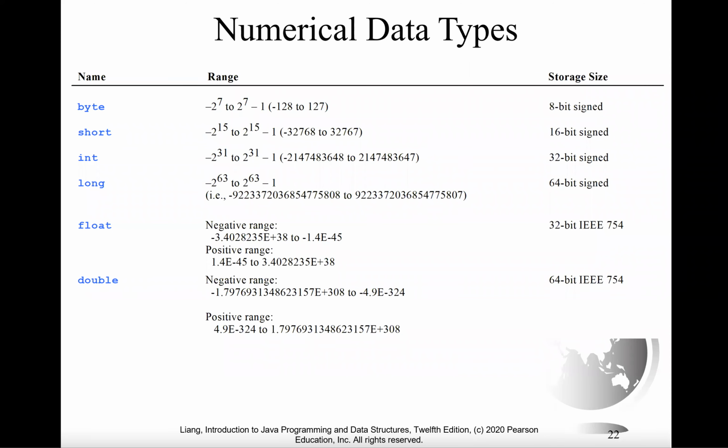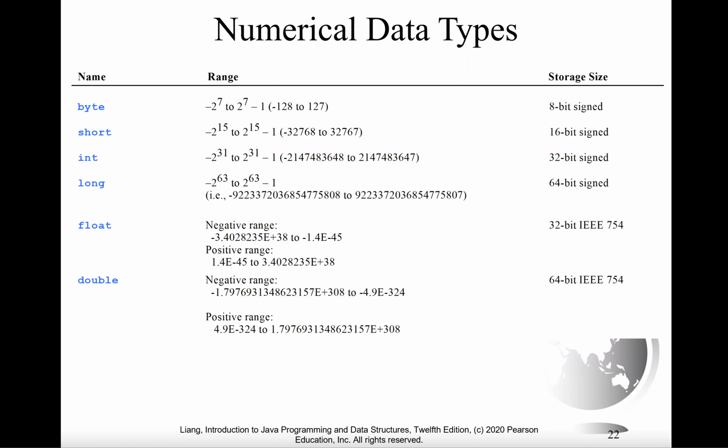Hello, everyone. In this video, we will introduce numeric data types and operations. Java has 6 numeric types for integers and floating point numbers with operators: addition, subtraction, multiplication, division, and remainder. Every data type has a range of values. The compiler allocates memory space for each variable or constant according to its data type.